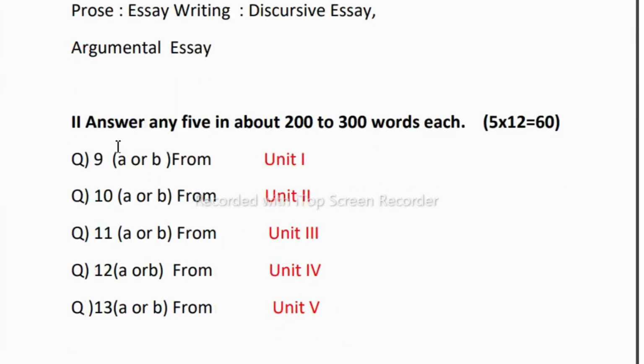So here in Section B, the second bit, answer any 5 in about 200 to 300 words each. You have to answer any 5 out of these 10 questions. Each one will get 12 marks, so the total becomes 60 marks.